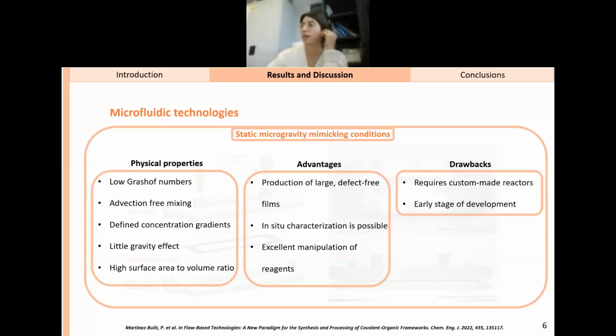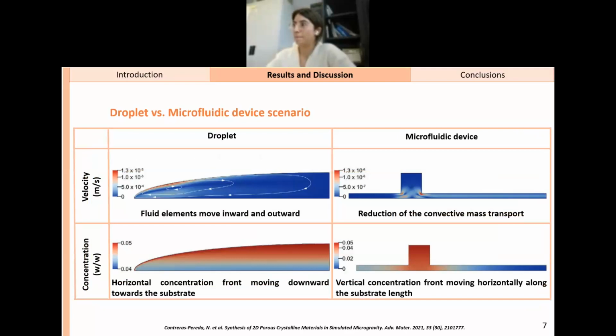Some drawbacks of these devices are that it requires custom-made reactors, so maybe it takes time and design and everything, and it's still in its infancy, so probably there will be great developments in the future. So because of that, I would like to mention some simulations that they performed when comparing what happens in a droplet scenario versus in this microfluidic device.